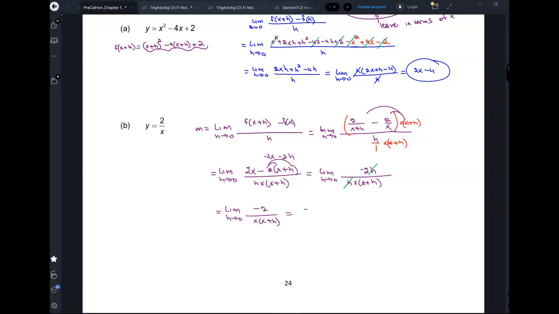What does that give you? Negative 2 over what? x squared.